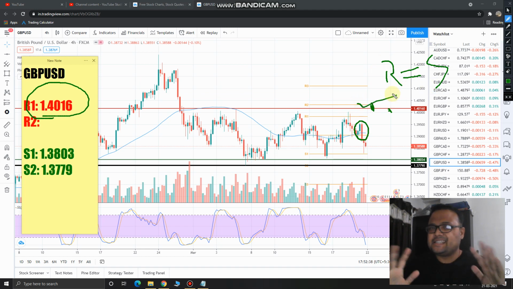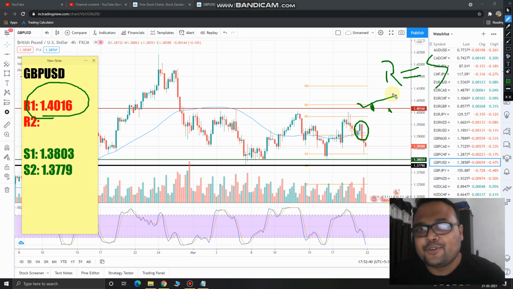So this is the simple analysis of British Pound US Dollar for 22nd March 2021.